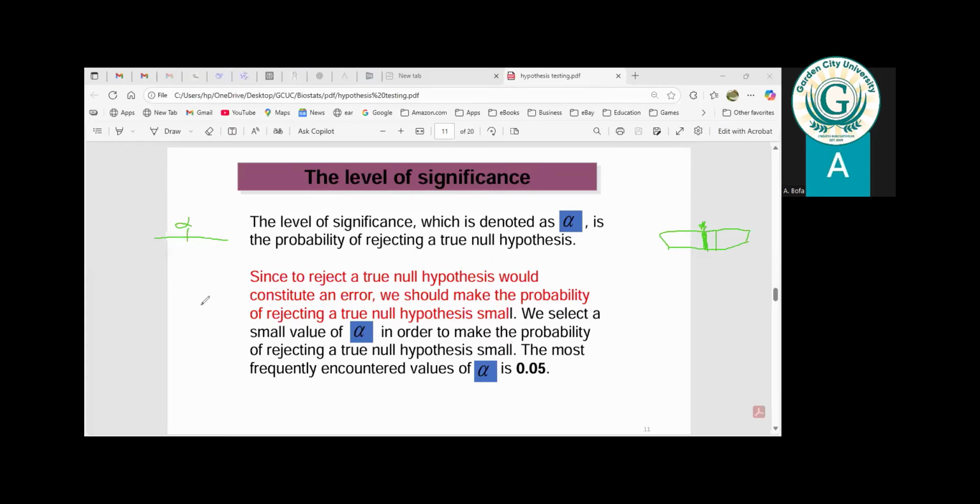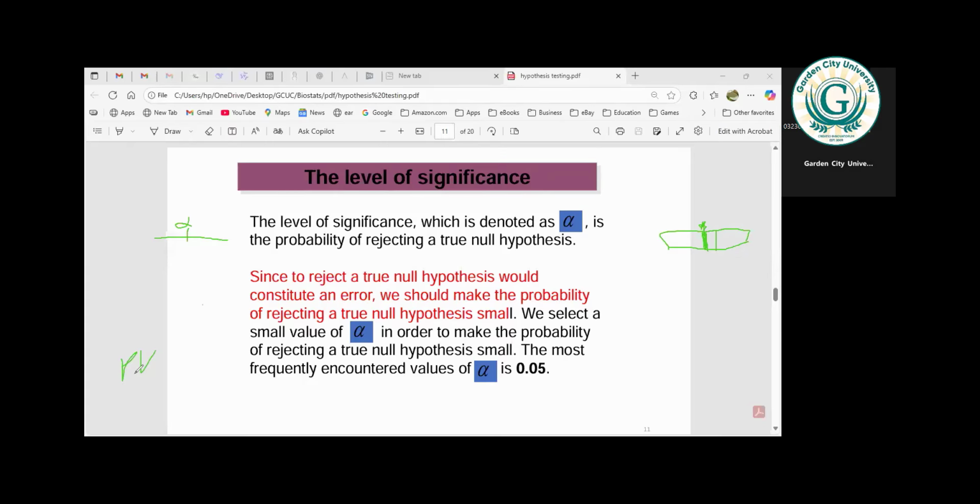Now, this is the rule. Please listen, and listen very well. I don't want anybody to come and ask me again. Please, I'm pleading with you, listen very, very well. When I write PV, it means p-value.